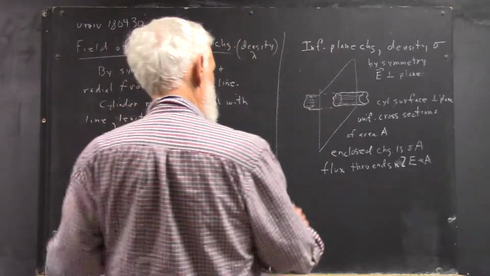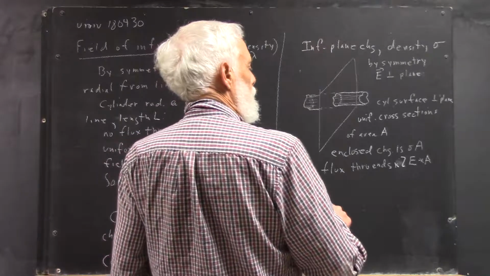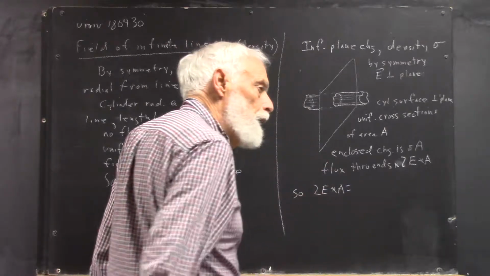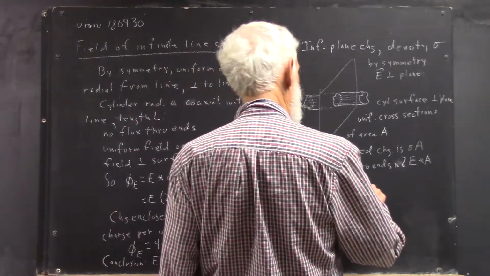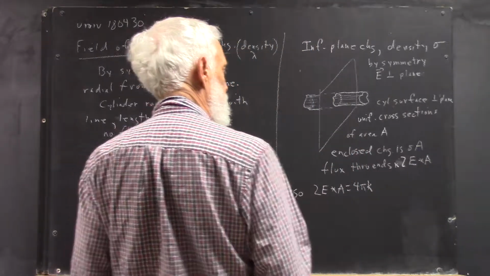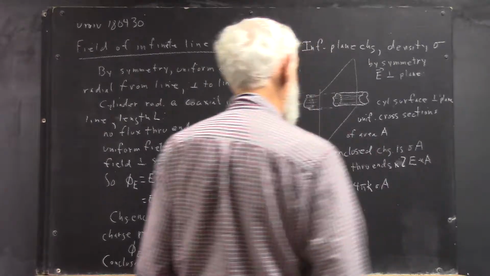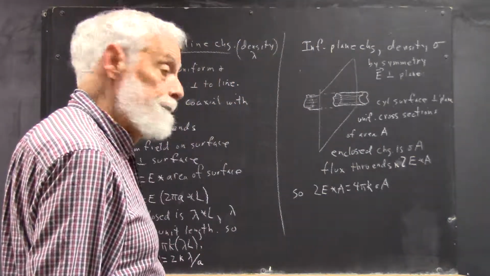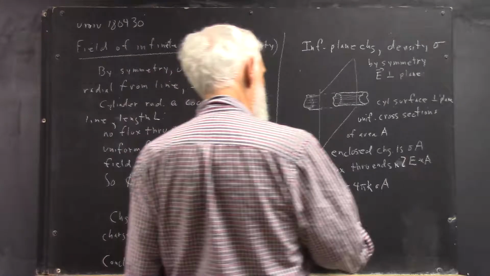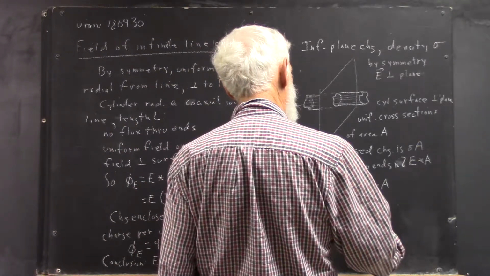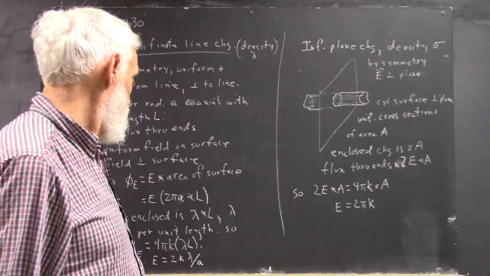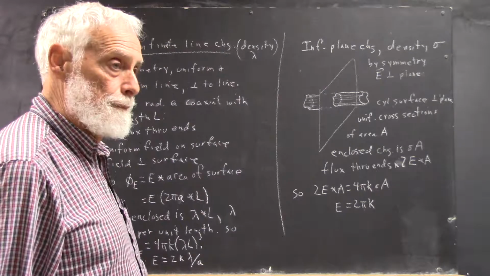So, 2E times A is 4 pi k times sigma A. Okay? And you solve for E, you get E equals 2 pi k sigma. Okay?